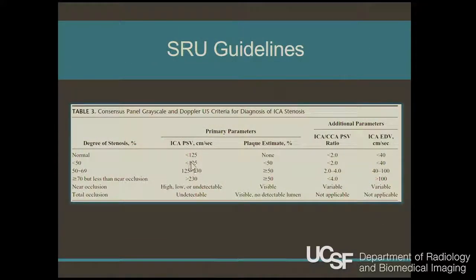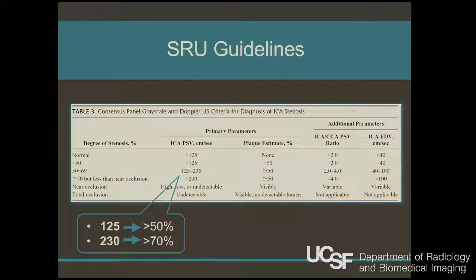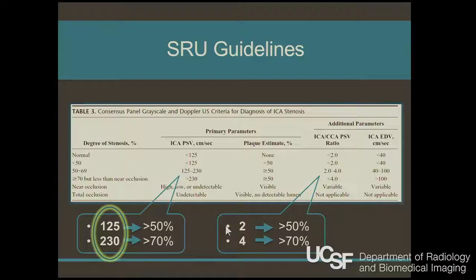Most of us, if you read these, have this chart sitting around next to the workstation somewhere. Most people don't memorize it, but if you're taking the test, then instead of trying to memorize the whole thing, I think it's good to just focus on a couple numbers. Looking at 50 to 69, anything above it is obviously bad and anything below it is good. So if you just remember 125 and 230, that'll put you at 50 and 70%. And if you remember 2 and 4 under the ICA-CCA ratio, that'll also put you at 50 or 70.